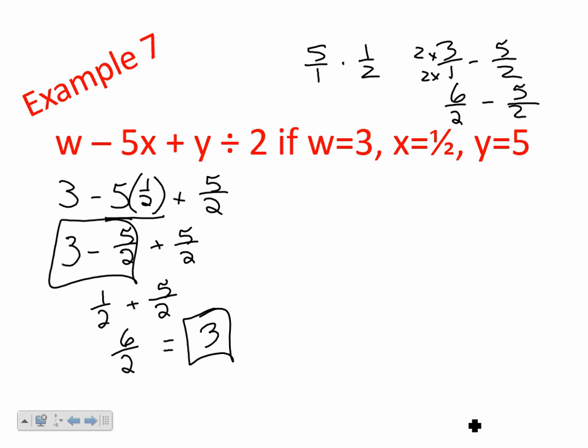And I do agree. Seth said, can you just take these two right here, negative 5 halves and positive 5 halves, and just cancel them out and you get 3? Could you do that? Absolutely. Very good shortcut. Okay.